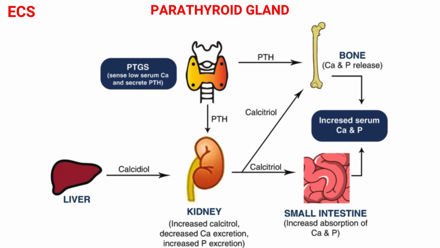Calcitriol is a hormone released by the kidneys in response to a decrease in calcium ions in the blood. It is known to have some effect on parathyroid hormone secretion and inhibits the release of calcitonin. It also promotes the absorption of calcium from the gut and the reabsorption of calcium from the renal tubules.